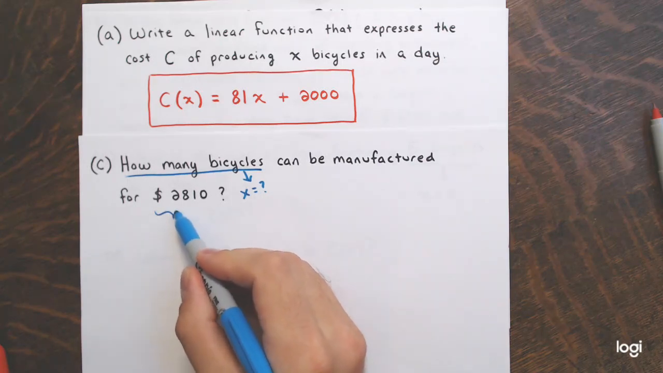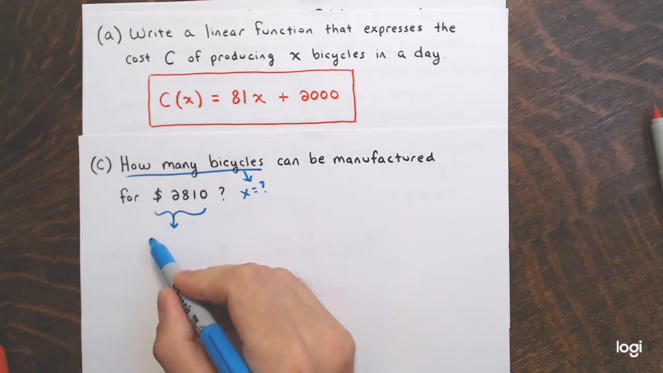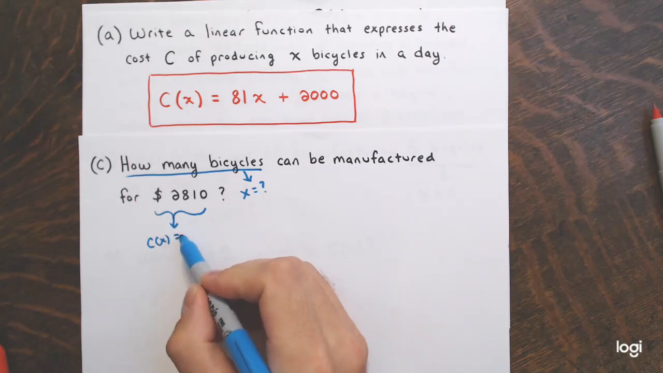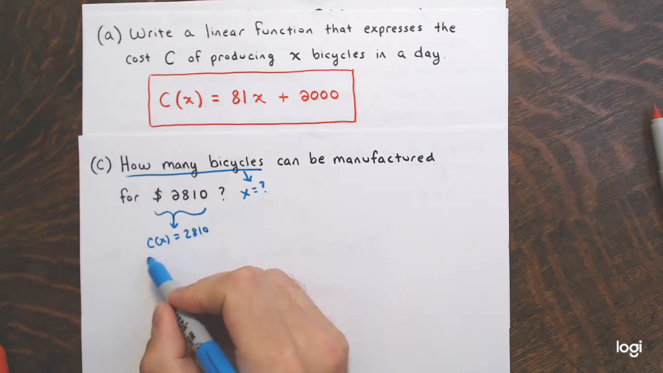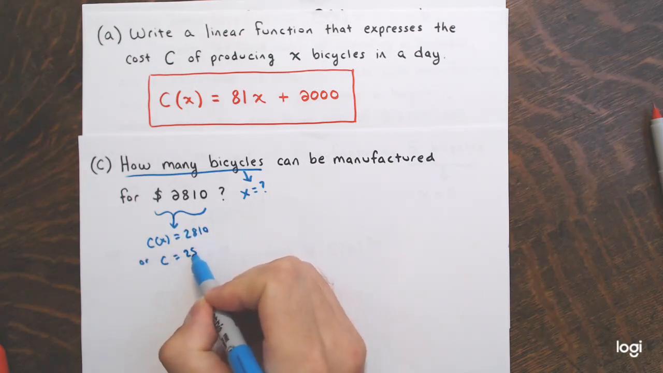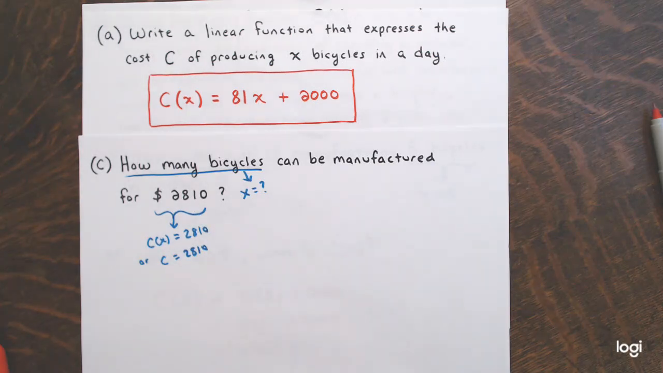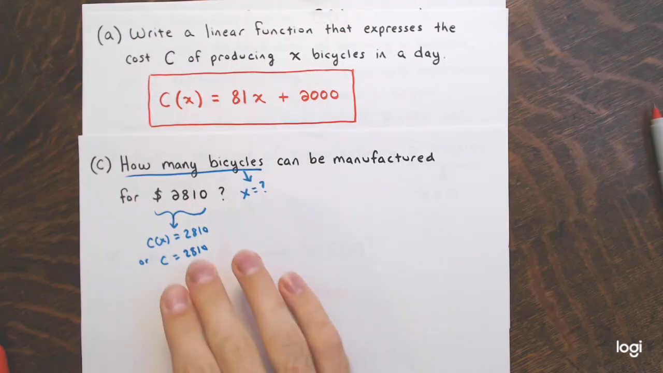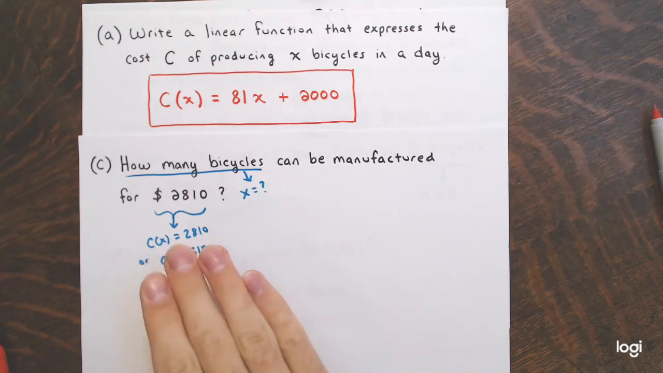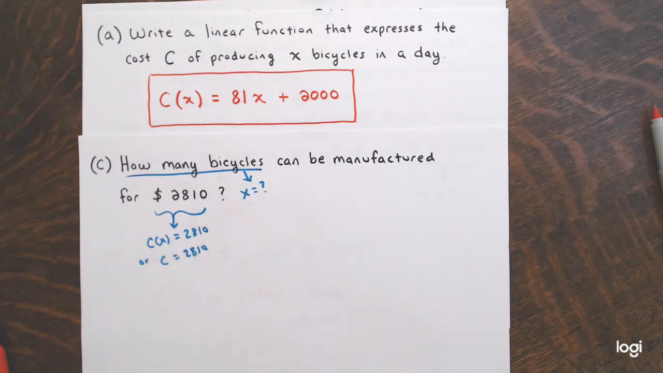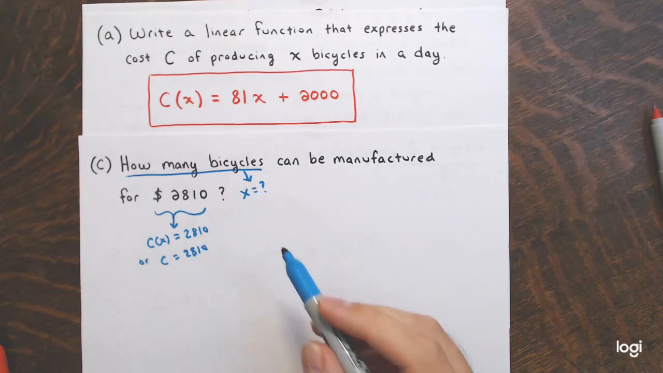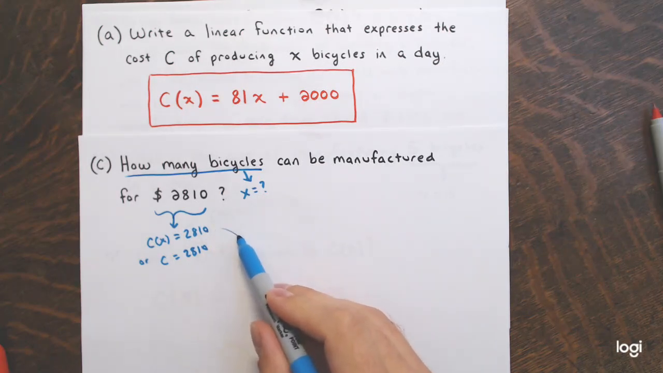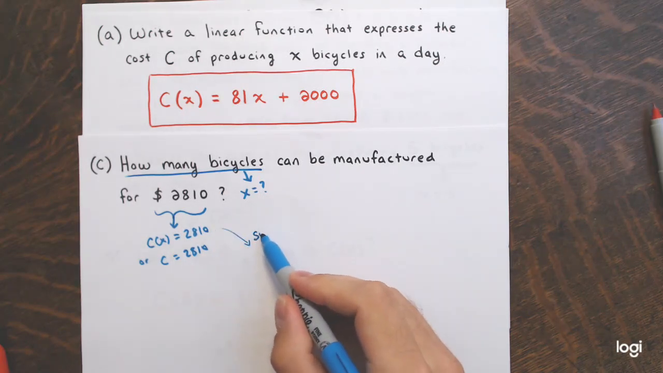For this $2,810, this is the cost. So C of X equals 2,810, or just C equals 2,810. So this is the other way around. In part B, I was given X and had to find the cost C, or C of X. Here I'm given the cost C, or C of X, and I have to find X. So what we're doing here is basically solving this equation for X.